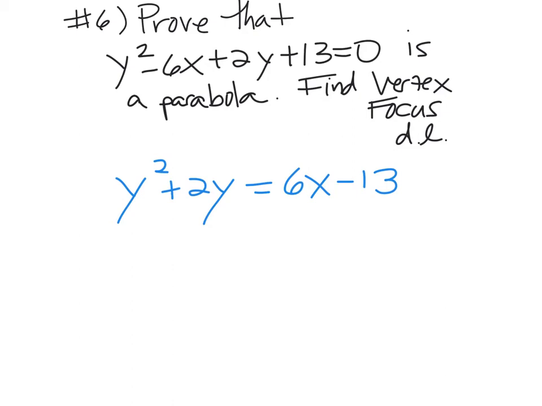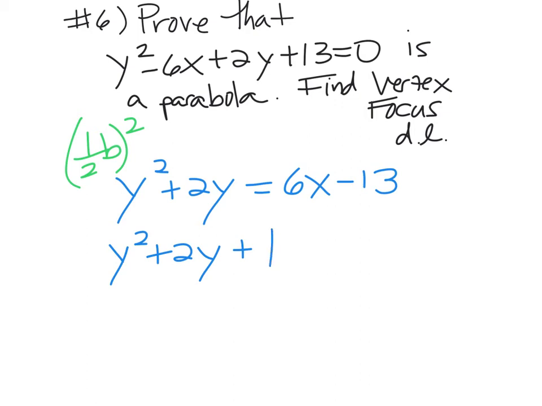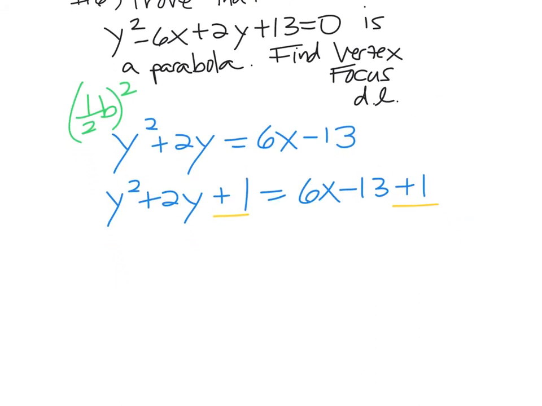Now, do you remember how to complete the square? You're going to take half of b, half of the middle term, and square it. And you're going to add that number to both sides. It's been a while since we've completed the square. So here we go. y squared plus 2y. Take half of 2, which is 1, and square it, and add that number to both sides of your equation. Because remember, whatever you do onto one side of the equation, do onto the other. Golden rule of algebra. Okay? Everyone okay with that step?